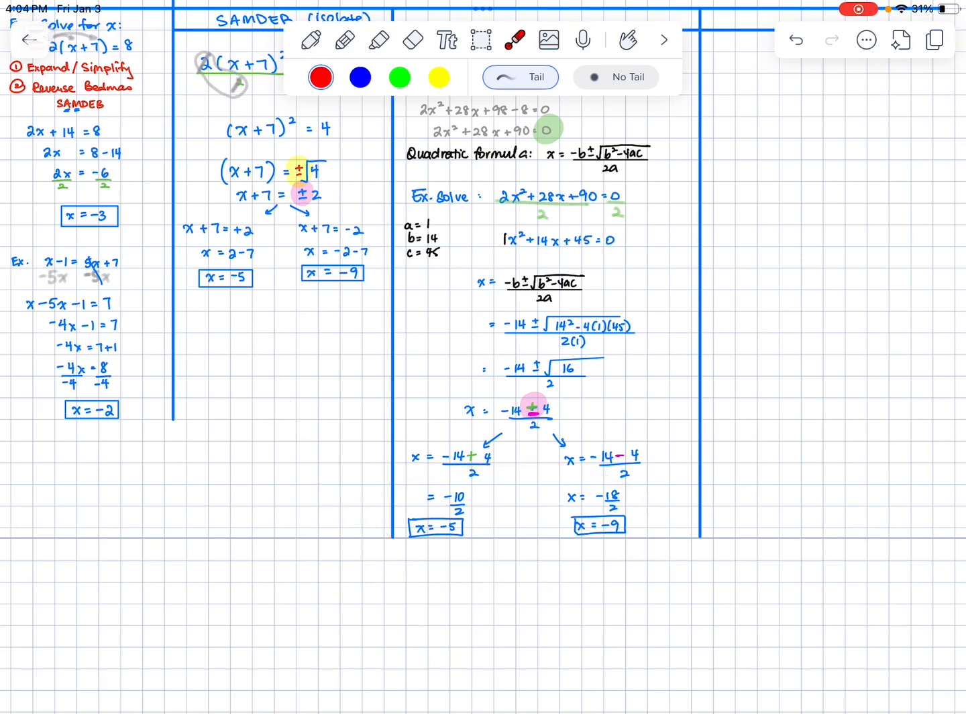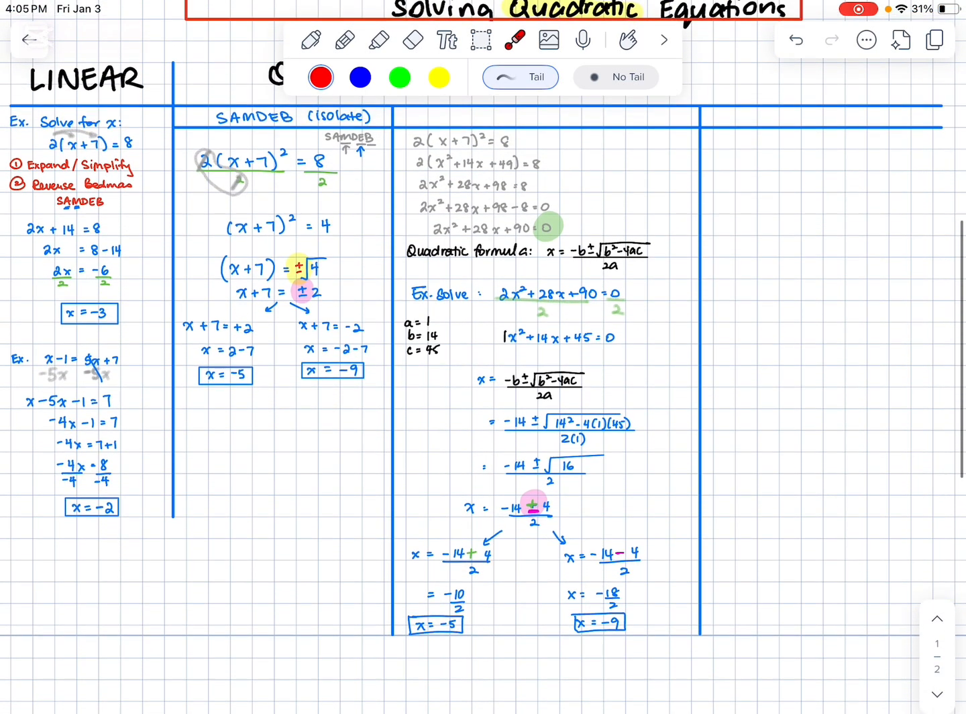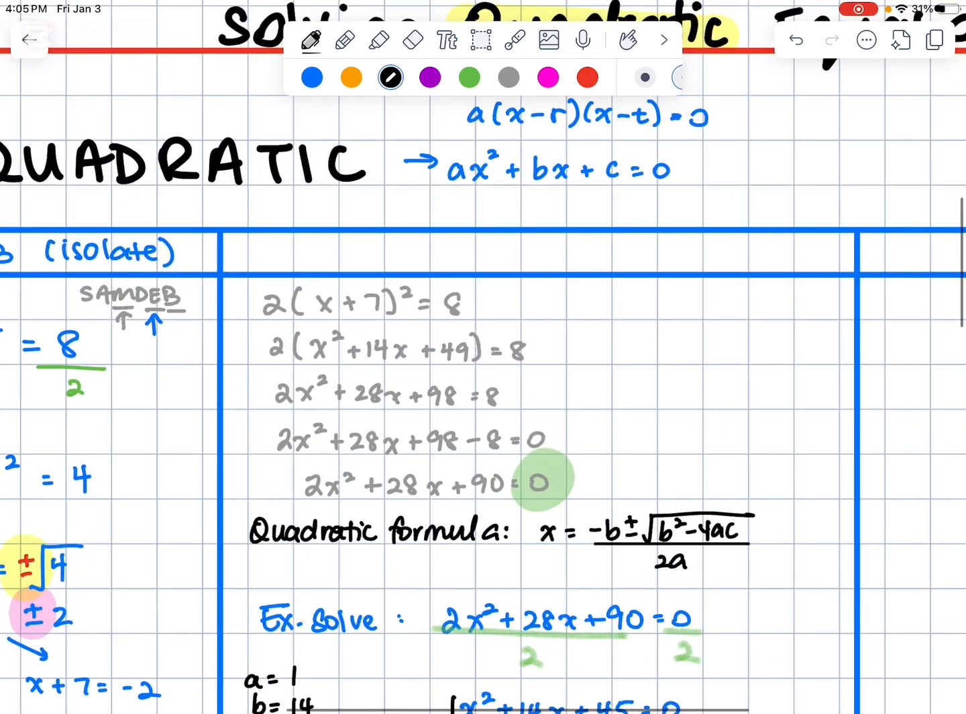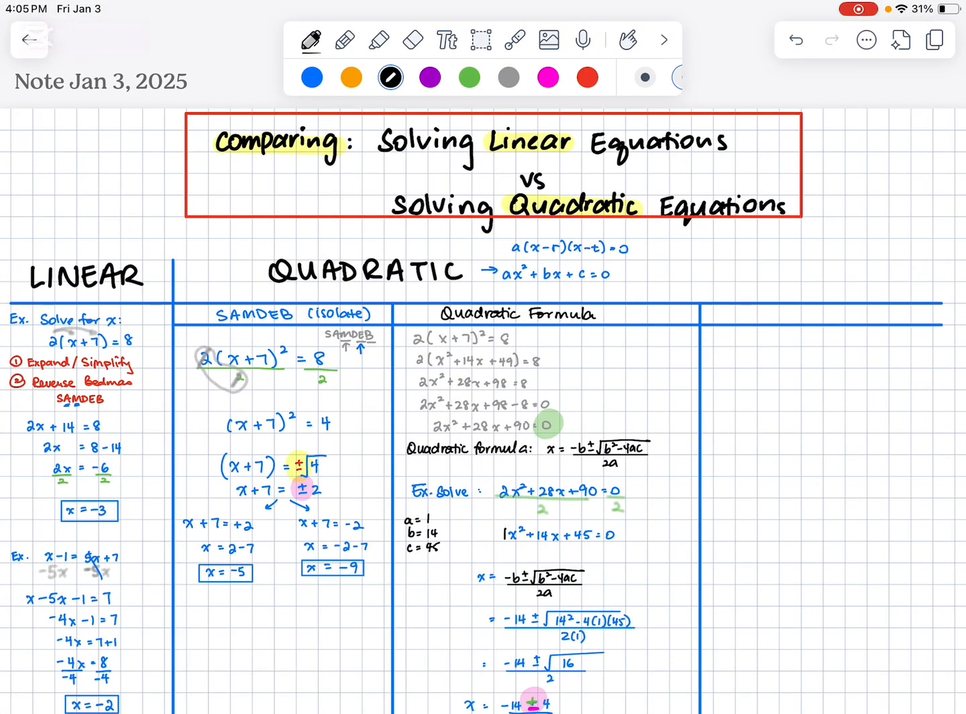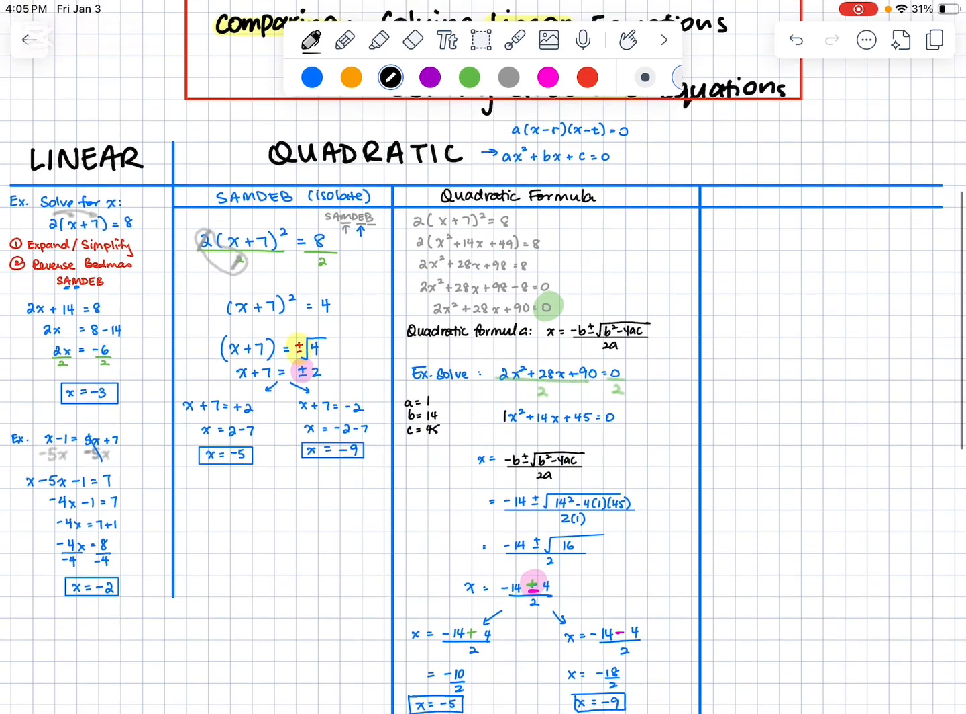Okay, so those are the same answers because it was the same question. You know, this one was a lot simpler. So if you're able to use SAMDEB, it's a lot faster than the quadratic formula. And really, the quadratic formula should be your last resort. SAMDEB is a lot quicker. And also, there is another method that's a lot faster as well.